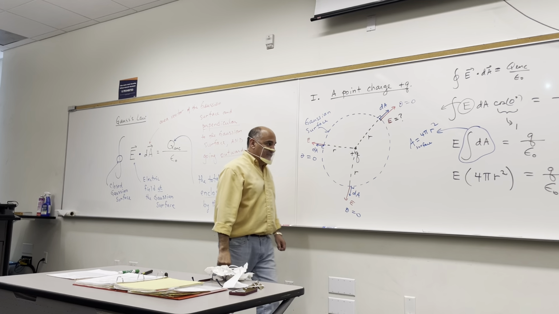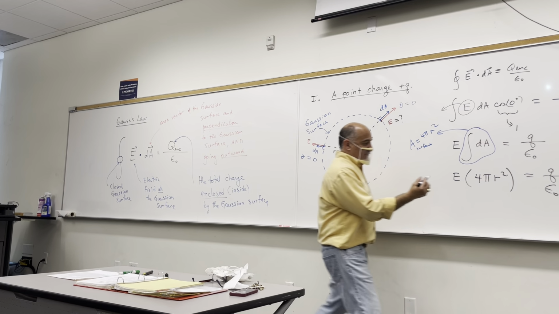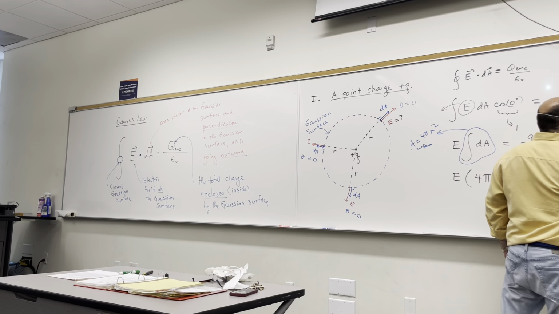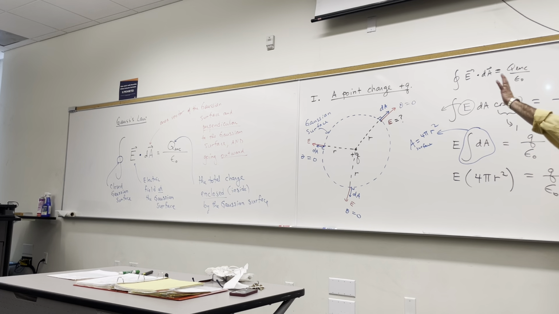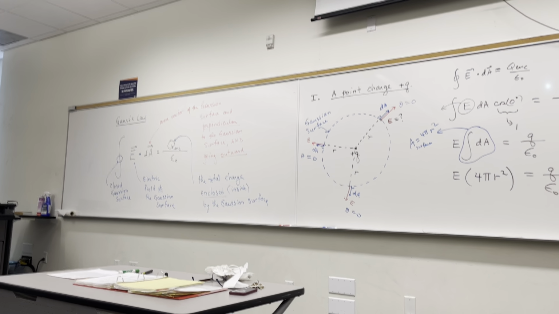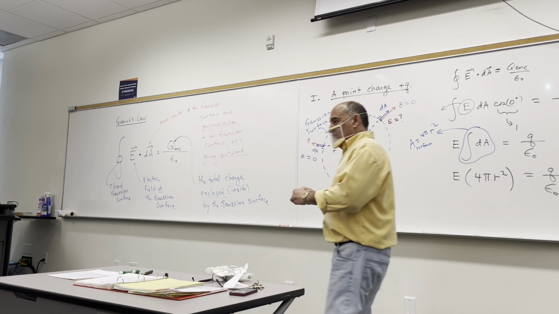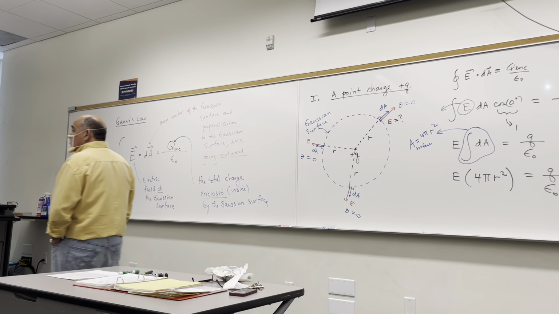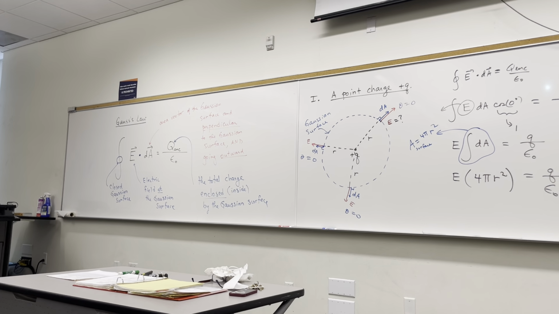Now let me solve for the electric field. The magnitude is going to be, I know the electric field is away from the positive charge, so I'm going to have 1 over 4 pi epsilon naught, Q over r squared. Which is the result that we knew from chapter 21. So we can use Gauss's law to derive, if you like, that expression.